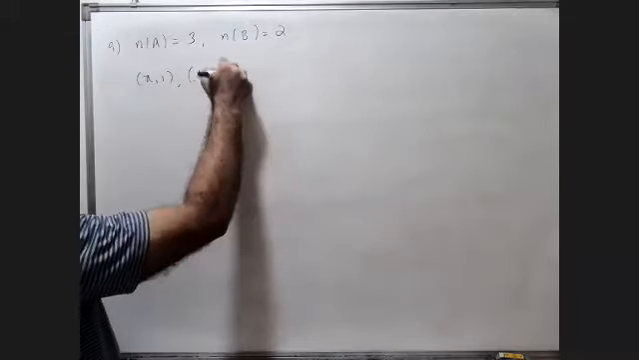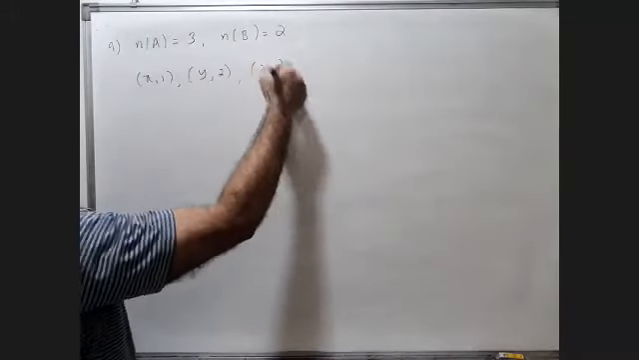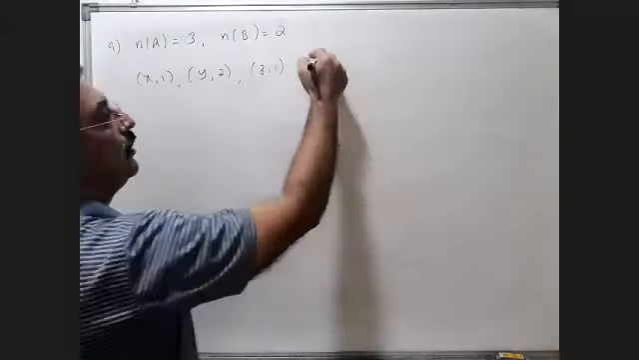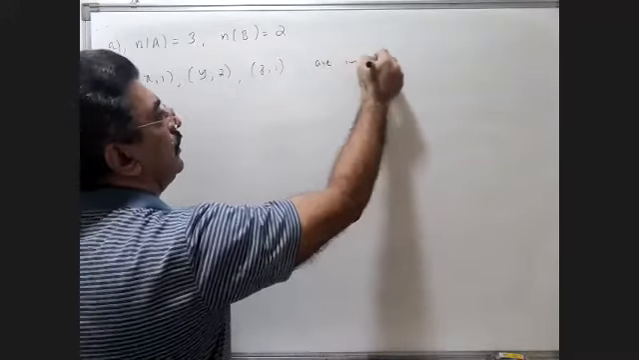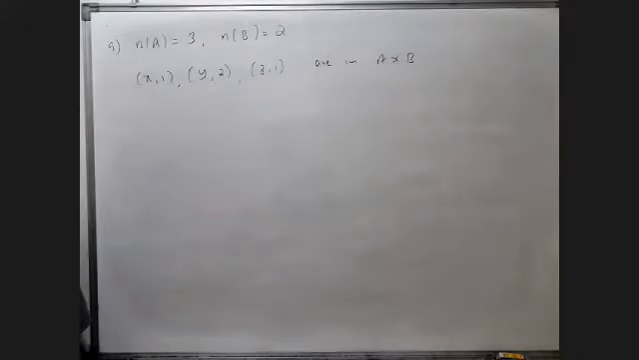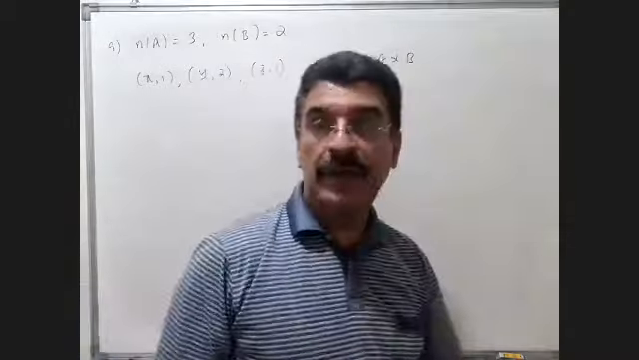And (z, 1). These are in A cross B. The question is to find x, y, and z. Find A and B. Now find, because you have to find z, A, and B.